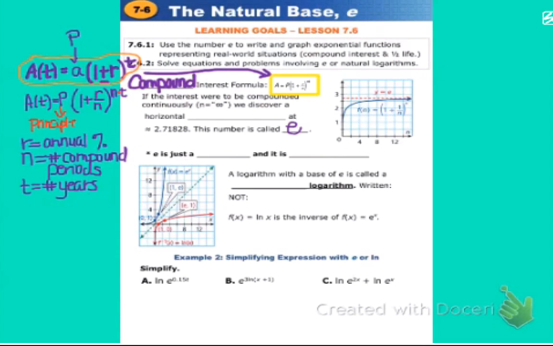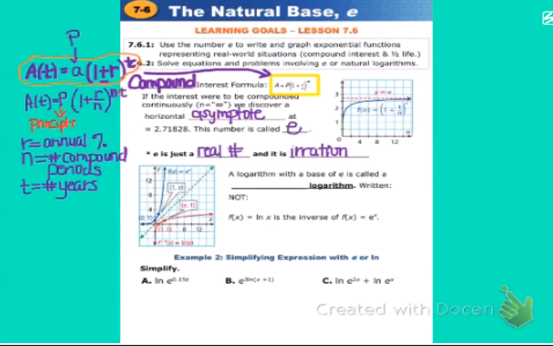And this graph over here shows what happens if we keep increasing the number of compounding periods, if we keep increasing the n out to infinity. Because if something's growing continuously, then the number of compounding periods is really an infinite number. It's just growing all the time. And so we end up getting this horizontal asymptote at the point 2.71828. That's where it's hitting, and that's the number e.